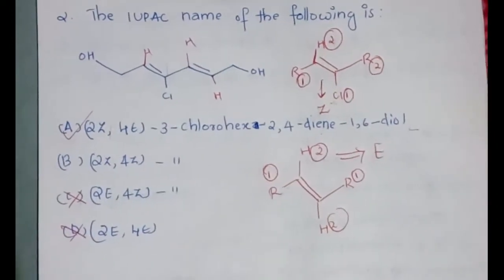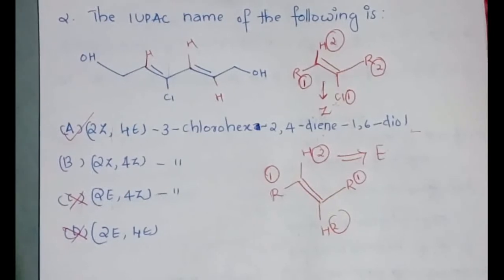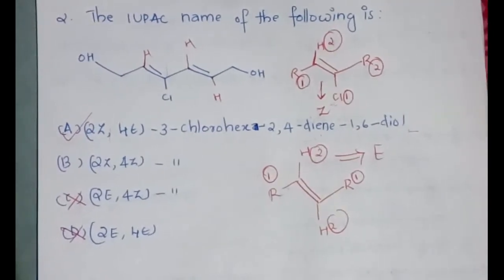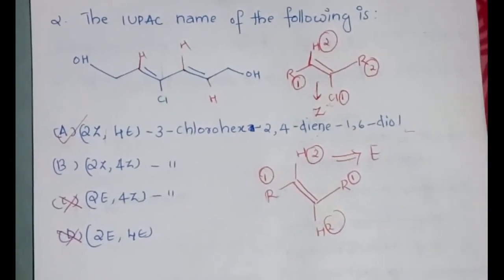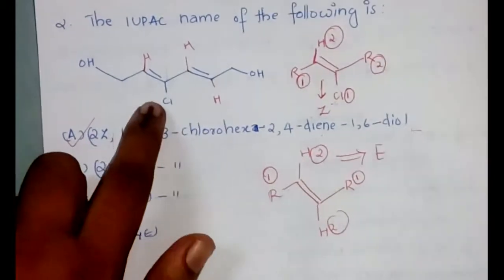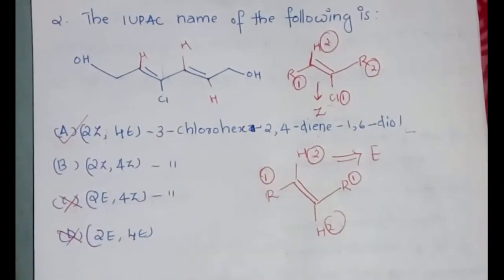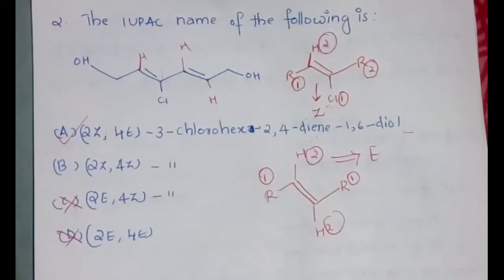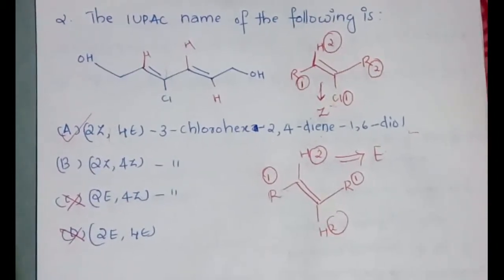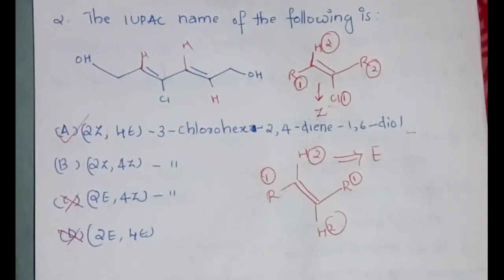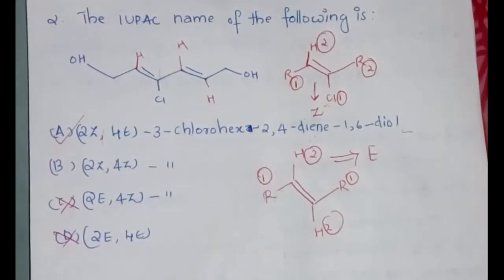So this is the way, when more than one double bond is present, we have to write down the double bonds separately, find their notations, and then combine them. If you are very confident, you can do it in the same chain itself, but it is better to write down separately to avoid confusion. Now I'll go to the next question.